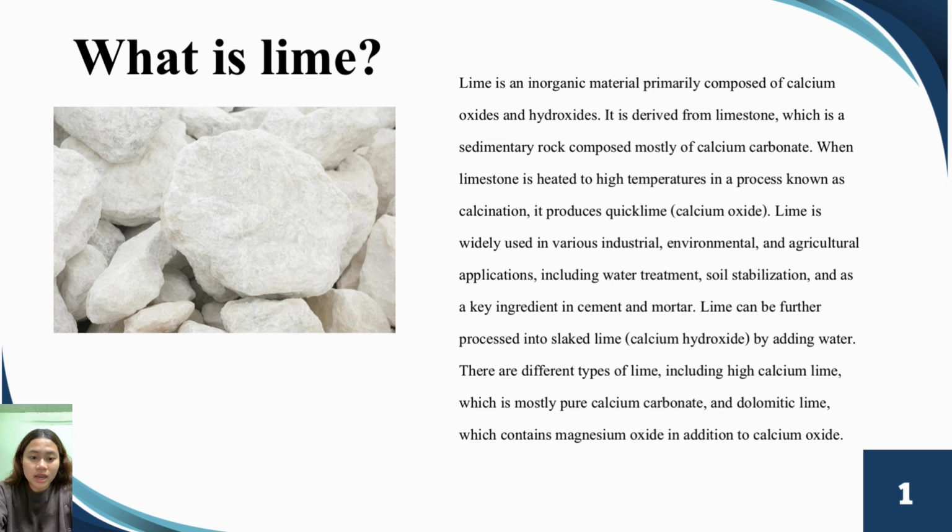There are different types of lime, including high calcium lime, which is mostly pure calcium carbonate, and dolomitic lime, which contains magnesium oxide in addition to calcium oxide.